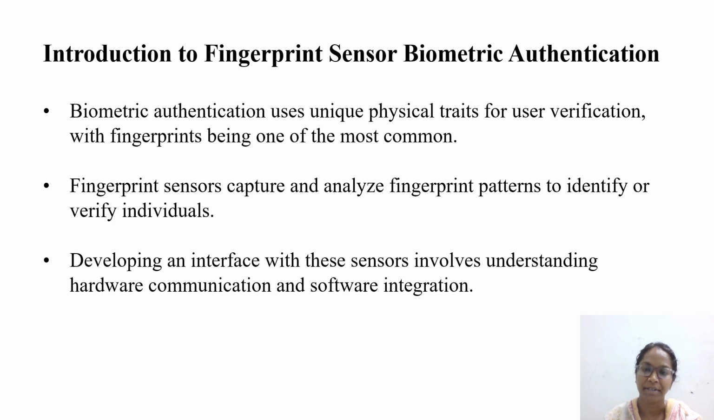Biometric authentication uses unique physical traits for user verification, with fingerprints being one of the most common ones. Here we can verify the user by using their fingerprints. Fingerprint sensors capture and analyze fingerprint patterns to identify or verify the individual, to determine whether the individual is an authorized person or not.